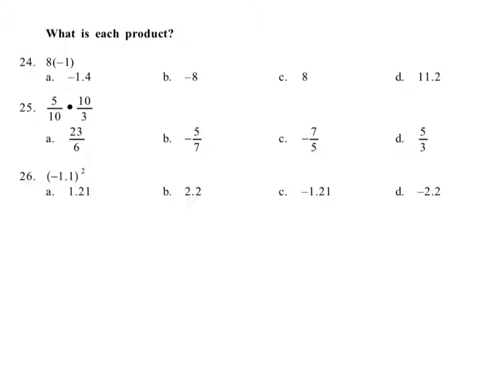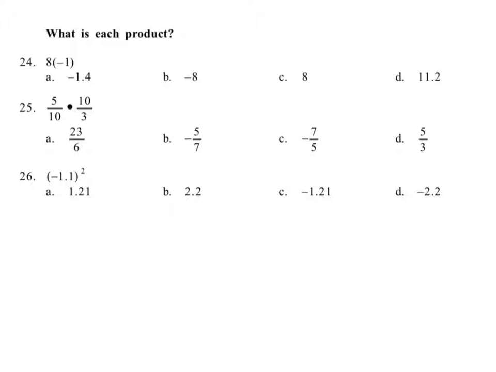All right, what's each product? We're multiplying. This one hopefully is really straightforward to you. You're multiplying the positive number 8 times the negative number -1. Anytime you multiply a number by -1, you're going to get the exact opposite. You're going to change its sign to its opposite. So you're multiplying 8 by -1, so it's going to change from 8 to -8.